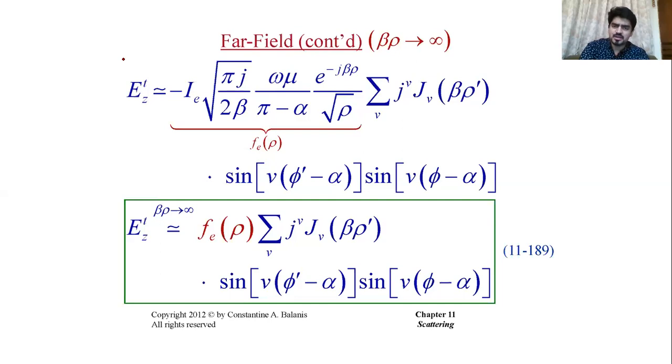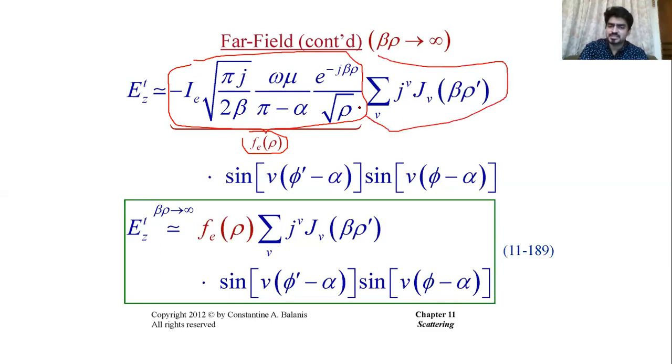Now further, we can take this entire portion of the equation outside and call it a function with respect to rho. With respect to rho prime, you will have this summation, not infinite, but you will have this summation, and that will be your reduced equation, where F_e of rho is given by this particular chunk of terms.